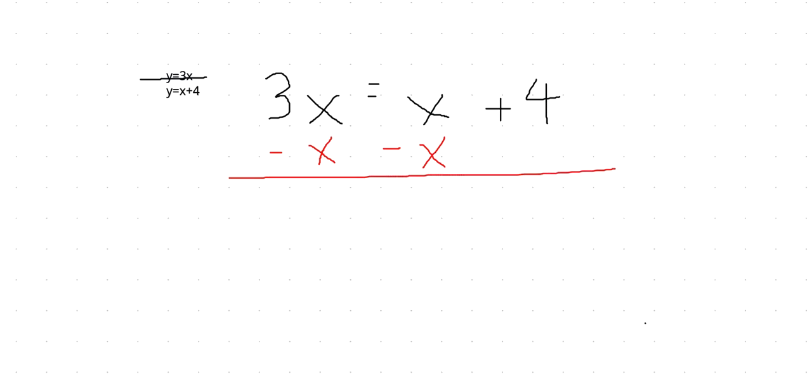So when we subtract x from both sides, it cancels out the x here, and we're just left with 4, a positive 4. And on this side, we've had 3x, and we take away 1x, so it's kind of like saying 1x. X and 1x is the same. So 3x minus 1x is 2x.